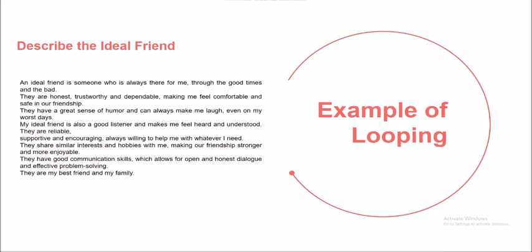Again, I wrote the same topic. It's free writing, the same free writing. And then after that, we started underlining the most important ideas that I will discuss in my paragraph or essay. For example, honest, trustworthy, dependable, reliable, supportive, encouraging, good communication skills, honest dialogue.